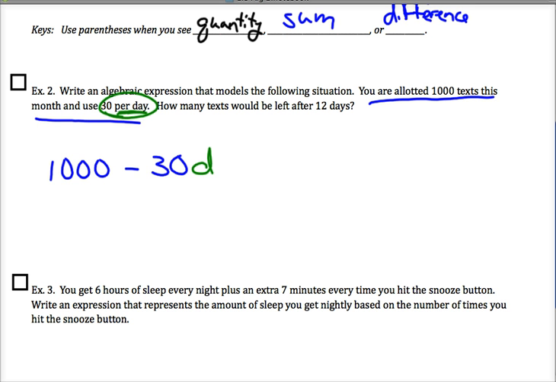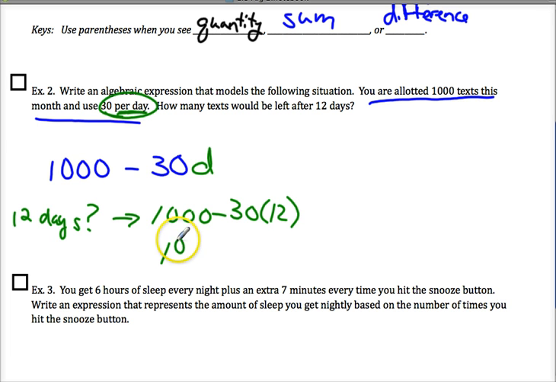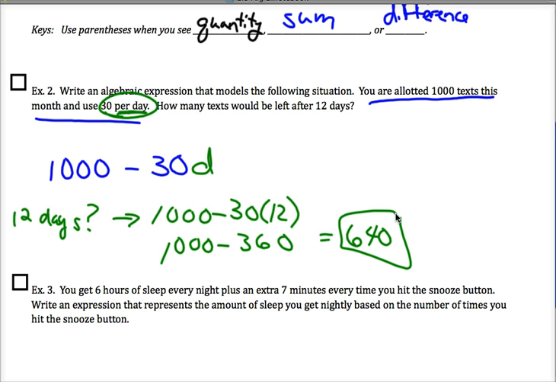And then how many texts would be left after 12 days? Let's plug that in. 1,000 minus 30 times 12. You multiply before you subtract. 3 times 12 is 36. Add a 0. 1,000 minus 360 is 640. So you'd have 640 left for the remaining days of the month, depending how long the month is, 28 days, 29 days, maybe February a little less. So how many texts would be left? 640. Let's put a word there so we know what we're talking about. Texts. Okay?